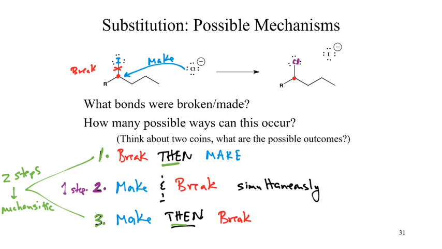So this gives us 3 possible options. We already hit our summary slide, and the summary slide said it was SN1 and SN2, not 3. So is one of these impossible to happen?